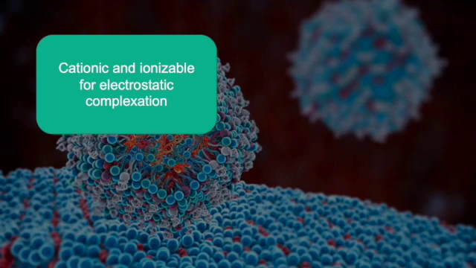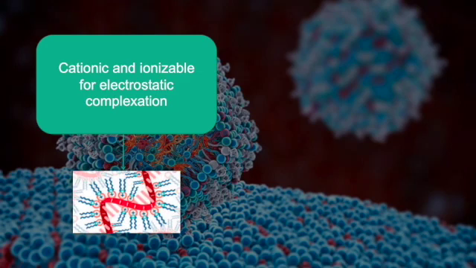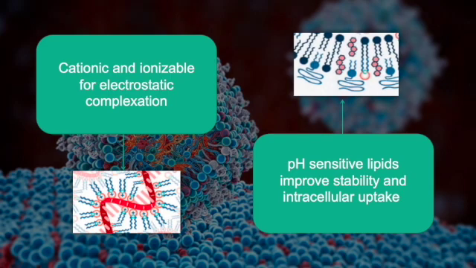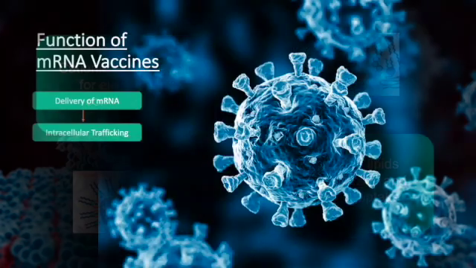The cationic lipid promotes ionization at a lower pH for electrostatic complexation of negative mRNA molecules, thus allowing these lipids to be neutral at a physiological pH. Additionally, pH-sensitive lipids, or helper lipids, influence structural arrangement of mRNA lipid nanoparticles to improve factors of stability and intracellular uptake for cytosolic entry of mRNA.